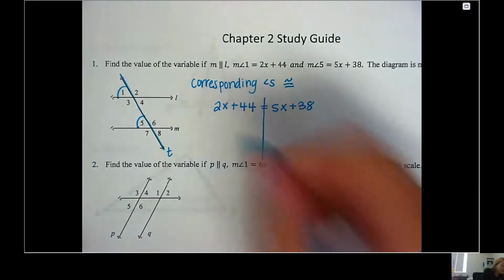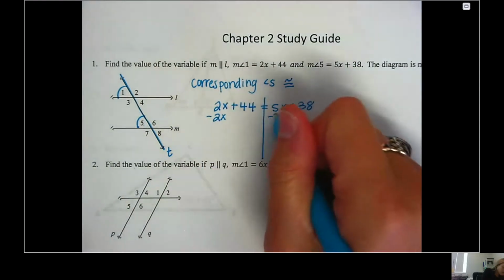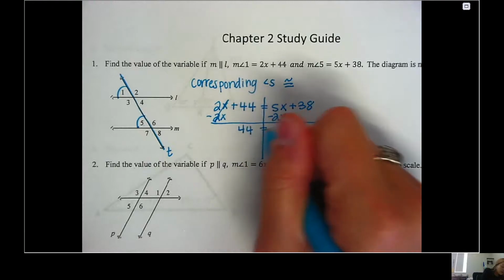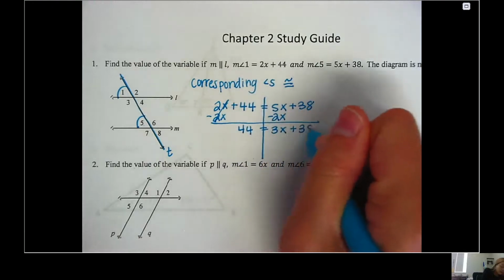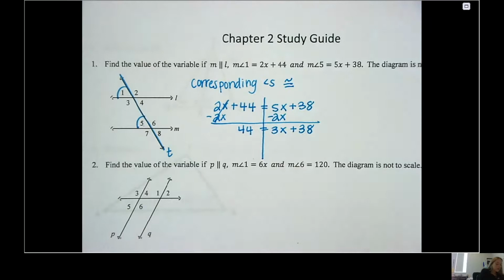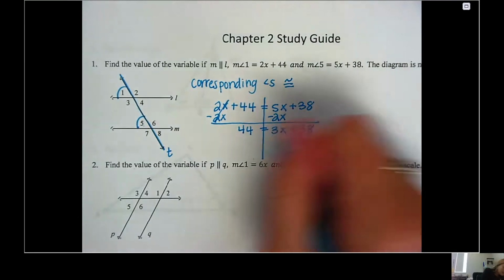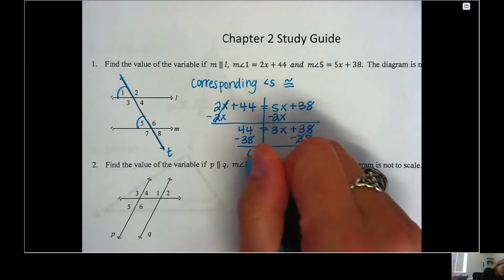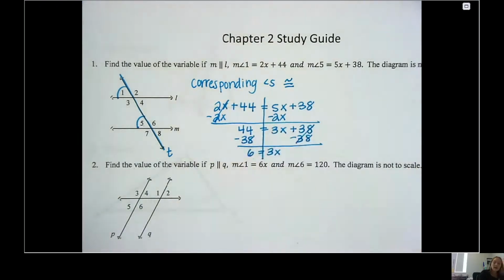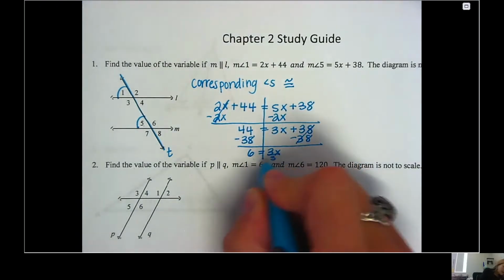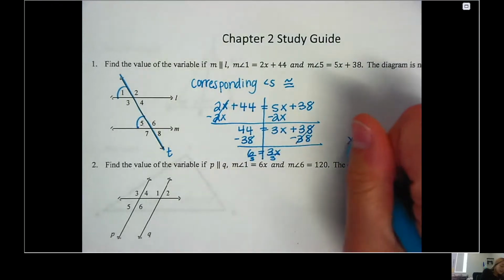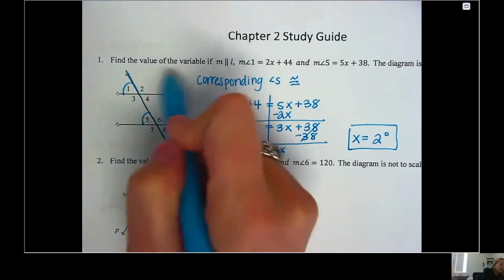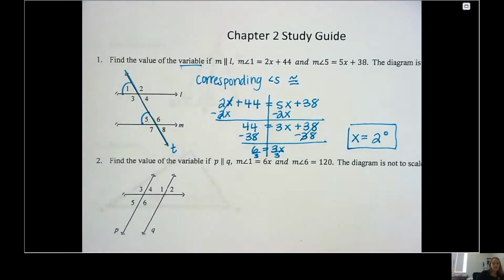So the first thing I'm going to do is subtract 2x from both sides. I get 44 equals 3x plus 38. Then I'm going to subtract 38 on both sides. I get 6 equals 3x. And my last step is to divide by 3. I get x equals 2 degrees. And the question only asks me to find the value of the variable, so I'm finished.